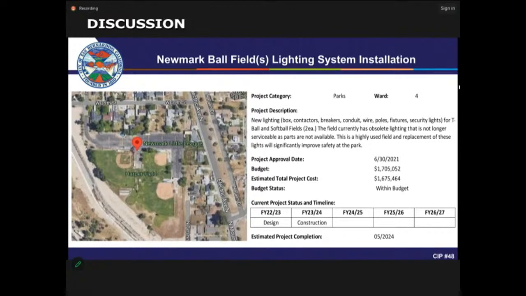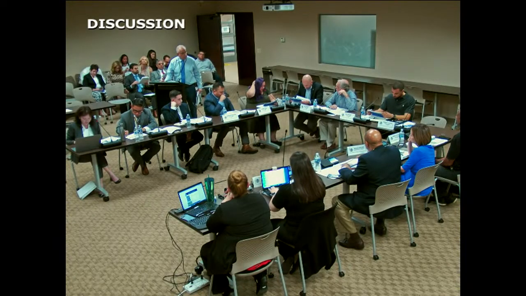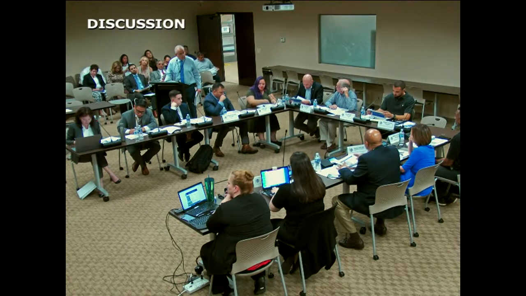Can I make a recommendation for staff on this one? When it comes to the lighting, if we can look into solar power lighting, I think that would be more affordable than actual fixtures that connect to the ground or copper wires.